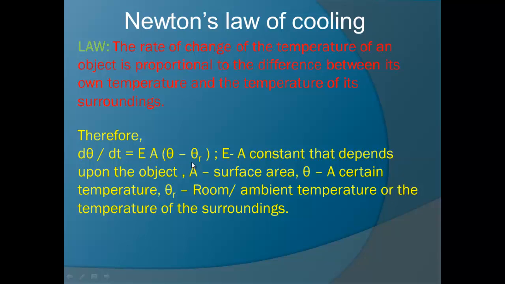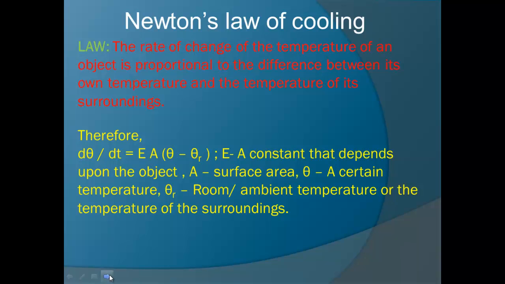As in the case of Newton's second law and the other concepts we have been learning so far, to remove the proportionality, we equate it with a constant. So d theta by dt is equal to e a (theta minus theta r). Here e is a constant that depends upon the object, and a is the surface area. So we can finally build up a relationship between theta, t, e, a and theta r. That's all about Newton's law of cooling.